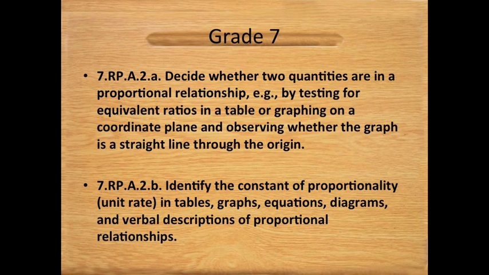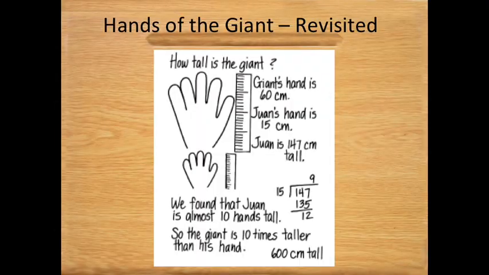So that seems to be this common theme through the Common Core standards, looking at the visual so that students can explain their work, whether it's in the language or it's in the symbolic. So it's that ability to explain, demonstrating understanding. Let's go back and revisit the problem, the hand of the giant.